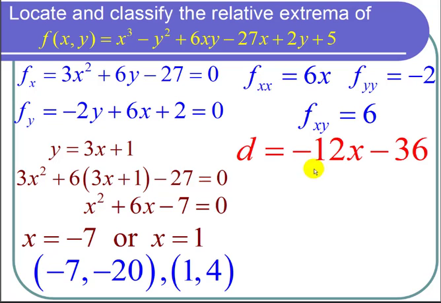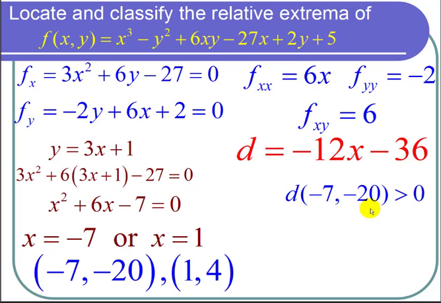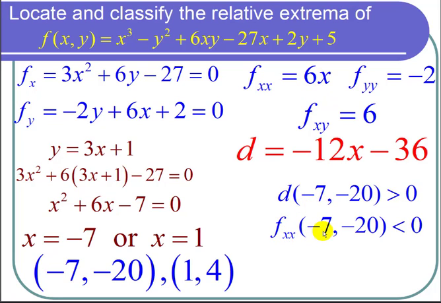So if x is negative 7, negative 12 times negative 7 is 84. 84 minus 36 is a positive number. So we could say that D of negative 7 comma negative 20 is greater than 0. When D is greater than 0, we either have a relative max or relative min, depending on f x x. So f x x, when x is negative 7 and y is negative 20, I plug in negative 7 for x, and I get negative 42. So in particular, f x x of negative 7 comma negative 20 is less than 0. So if D is greater than 0 and f x x is less than 0, then we have a relative maximum.